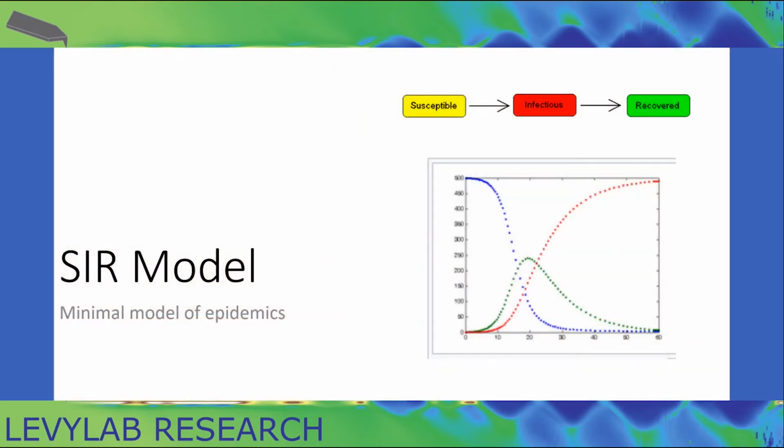So now I want to talk about this SIR model. This is a minimal model of epidemics that has three populations: a susceptible population, an infectious population, and a recovered population. Somehow the color scheme here is different from the color scheme that you see here. This is the susceptible population, this is the infectious population, and this is the recovered population.